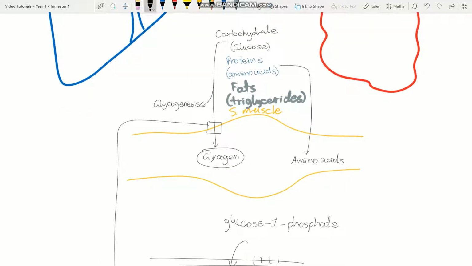Now, in terms of fats, there isn't actually any fat stored in skeletal muscle. So essentially, fats are not transported in any manner.